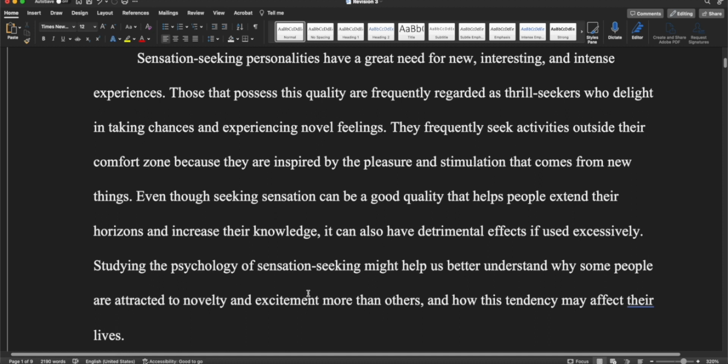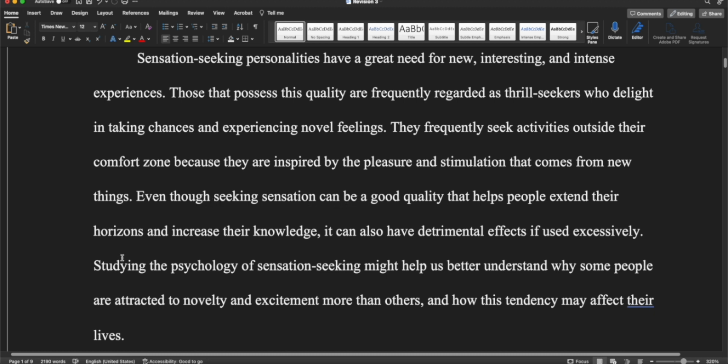So let's start with this introduction. And in starting with the introduction, what we'll do is we'll get a direction for the paper and then see if we can narrow it down. Sensation-seeking personalities have a great need for new, interesting, and intense experiences. Those that possess this quality are frequently regarded as thrill seekers who delight in taking chances and experiencing novel feelings. They frequently seek activities outside their comfort zone because they are inspired by the pleasure and stimulation that comes from new things. Even though seeking sensation can be a good quality that helps people extend their horizons and increase their knowledge, it can also have detrimental effects if used excessively.